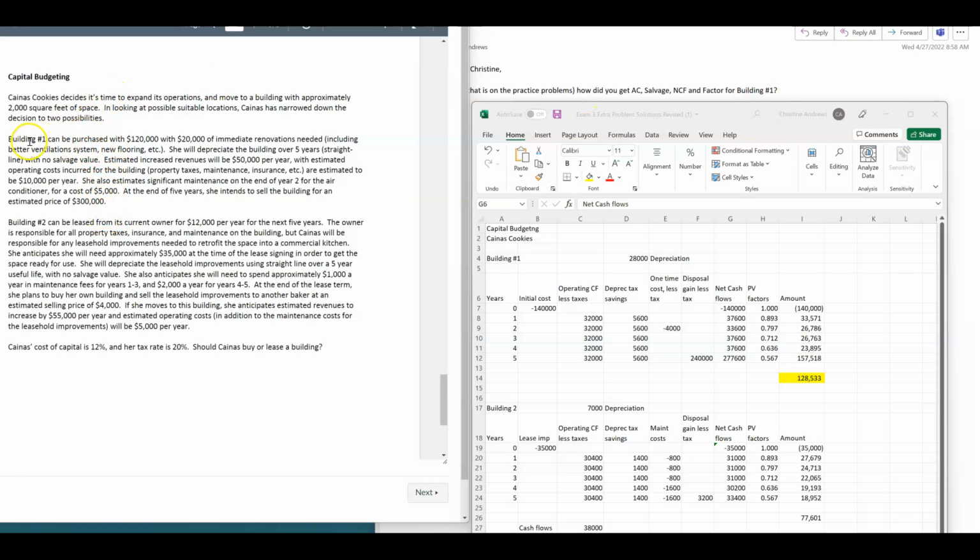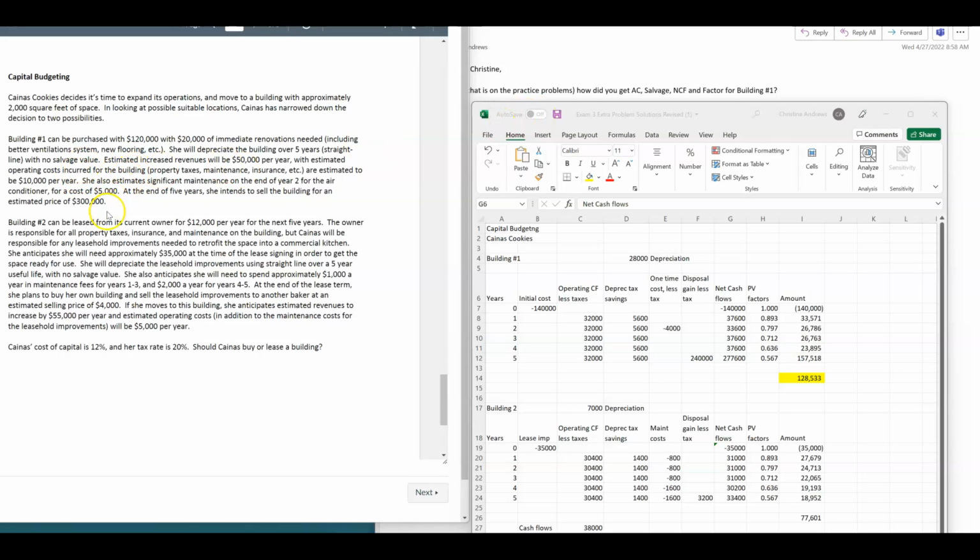Okay, your cost would have been they can be purchased for $120,000, but they have to do $20,000 of immediate renovations right away. So the total cost of your building is $140,000. Okay, so there's your initial cost of $140,000. Then she's going to depreciate it. What else would you want?